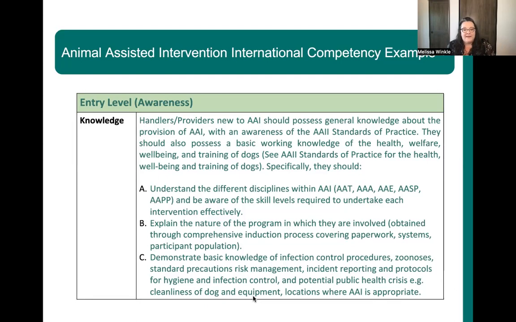We want to make sure that everybody understands standard precautions, risk management, incident reporting, and protocols for hygiene and infection control, and potential public health crisis. So in other words, the cleanliness of dog and equipment, locations where AAI is appropriate.